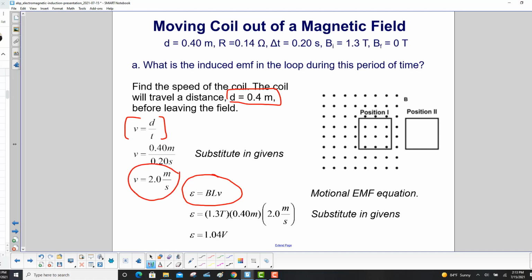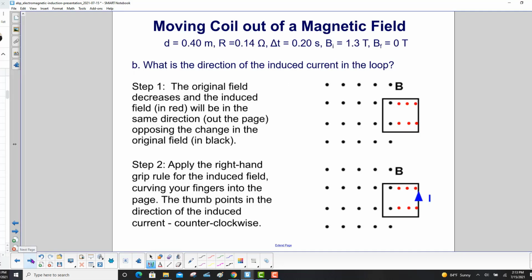So you can never forget mechanics. Now we just substitute in our givens and our newfound velocity into the BLV equation, and we get an EMF of 1.04 volts. What is the direction of the induced current in the loop?